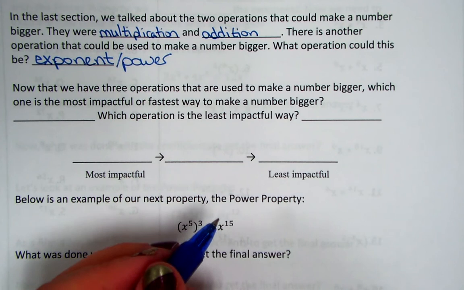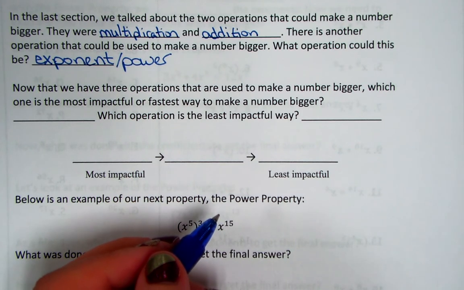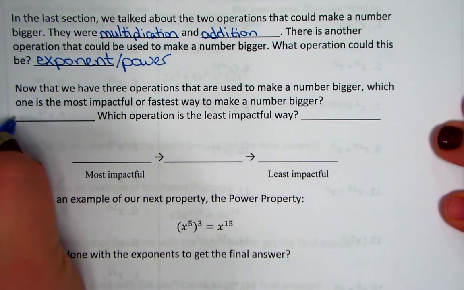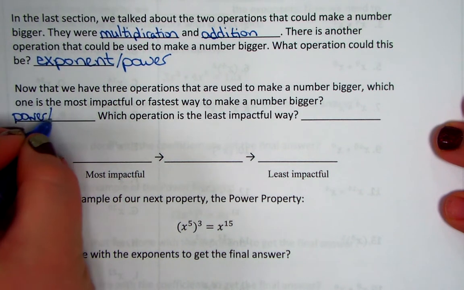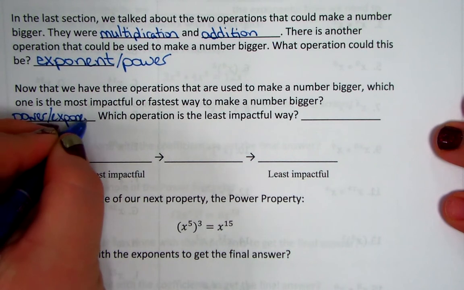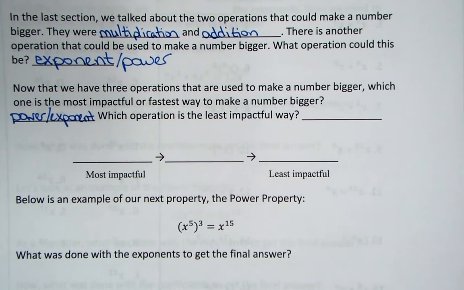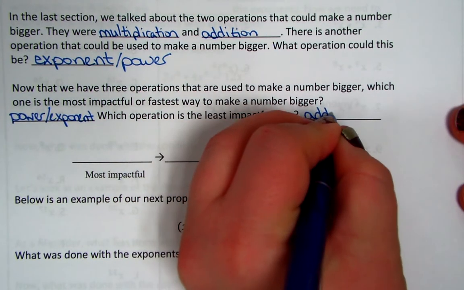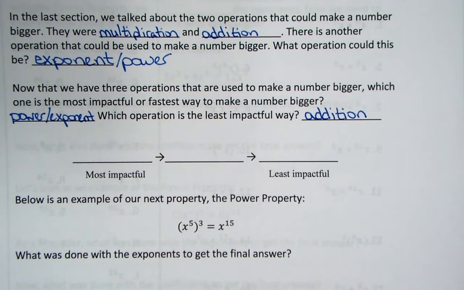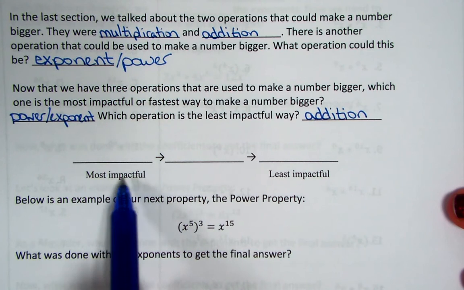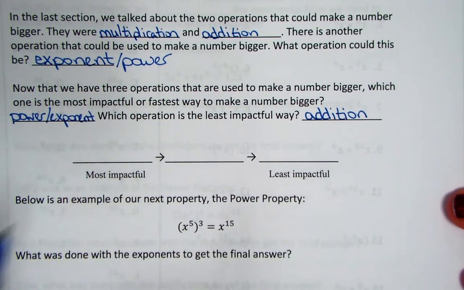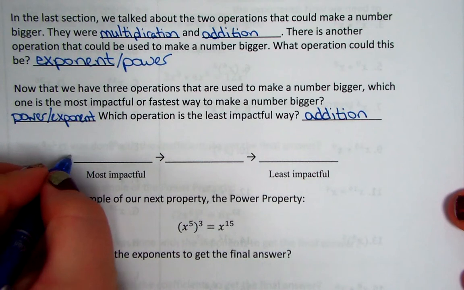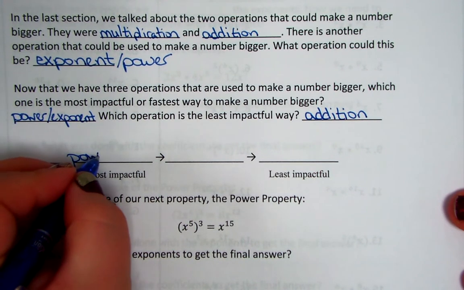So we have three operations that can be used to make a number bigger. The one that is most impactful would be our power, or exponent. And the least impactful would be addition. So if I order them from the most impactful all the way down to the least impactful, it gives me an order for me to follow when I'm doing my rules.